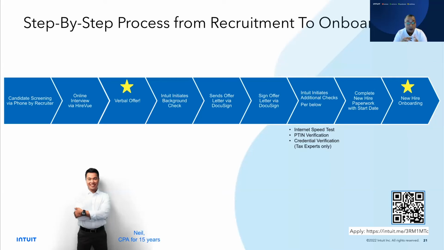We will also request a copy of your active PTIN for both the tax associate and tax expert roles. And for our tax experts, a credential verification will also be conducted by HireRight during your background check process. And one last thing to remember, agents must already have or be able to obtain any related licenses, certificates, permits, or even bonds required by your state.